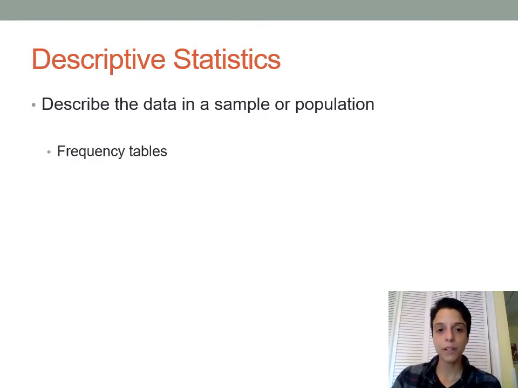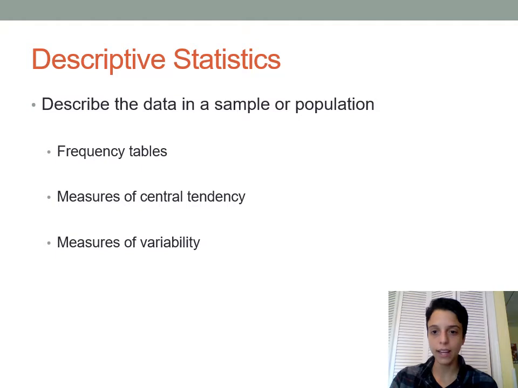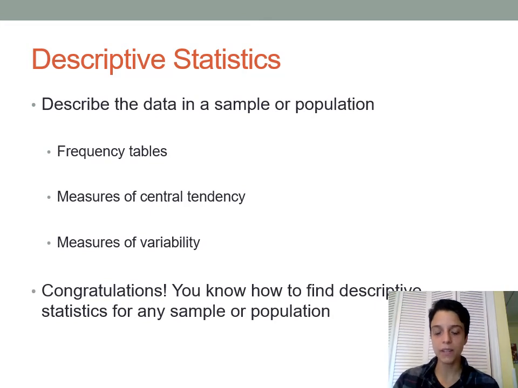Descriptive statistics include frequency tables, measures of central tendency, so the mean, the median, or the mode, and measures of variability, and especially the standard deviation as we just talked about today. So congratulations, you know how to find descriptive statistics, and now you also know what they're called. When this class is broken up into units, this is the end of the first unit, and what this really gives you the tools to do is look at data and understand what's going on in a particular data set.